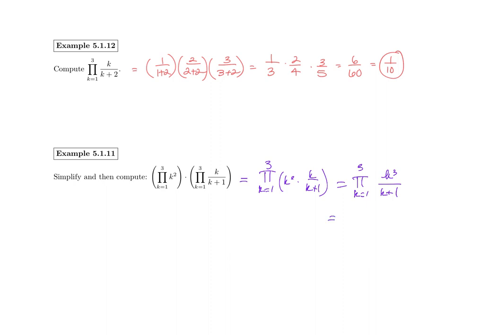Well, we only have 3 terms. It's 1 cubed over 1 plus 1 times 2 cubed over 2 plus 1 times 3 cubed over 3 plus 1, or 1 over 2 times 8 over 3 times 27 over 4. Oops, sorry, over 4. So we end up in the end with 9.